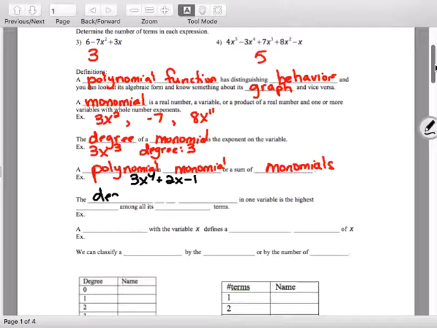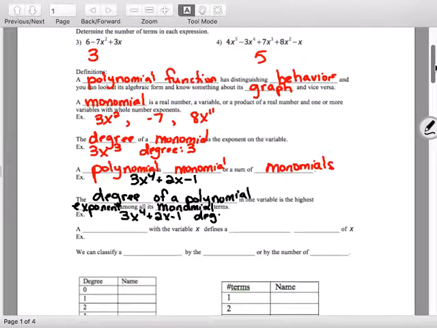The degree of a polynomial in one variable is the highest exponent among all its monomial terms. So here's the same example: 3x to the fourth plus 2x minus 1. What's the degree? What's the highest exponent on any of the terms? 4. So the degree of the polynomial is 4. I don't say 4, 1, and 0. Those are the individual monomial degrees, but when I want the degree of a polynomial, it's the highest exponent you see.